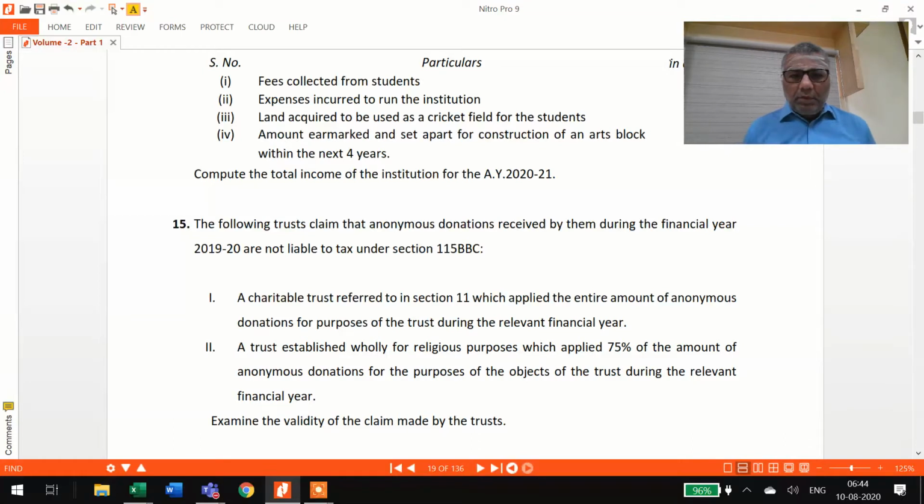The following trust claims that anonymous donation received by them during the financial year is not taxable under section 115BBC. A charitable trust referred to in section 11, which applied the entire anonymous donation for the purpose of the trust during the relevant financial year. They applied 100% of anonymous donation and they say it is exempt. Do you have a different answer, Subiksha?